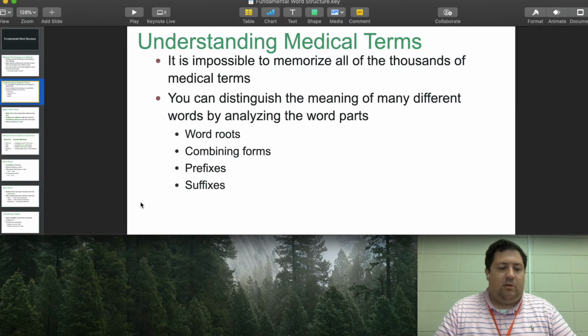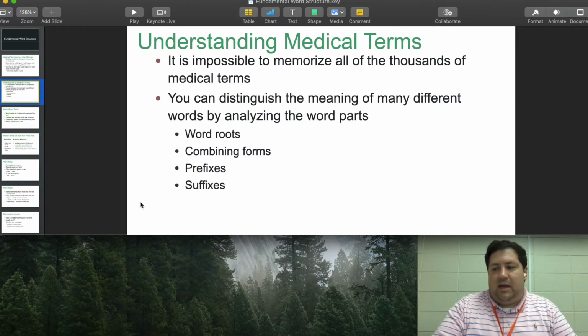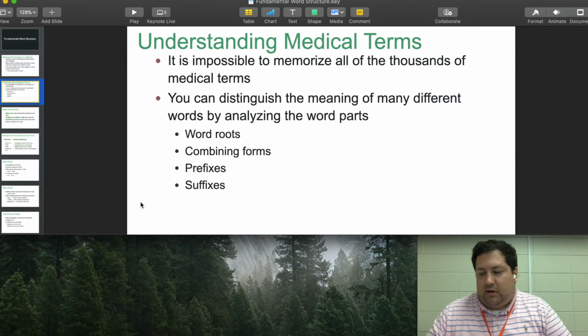If you look at the word root or the combining forms of those words, we'll talk about that a little bit more in the next lesson, or prefixes or suffixes, if you look at those different words and are able to tell the different parts, you can look at that.